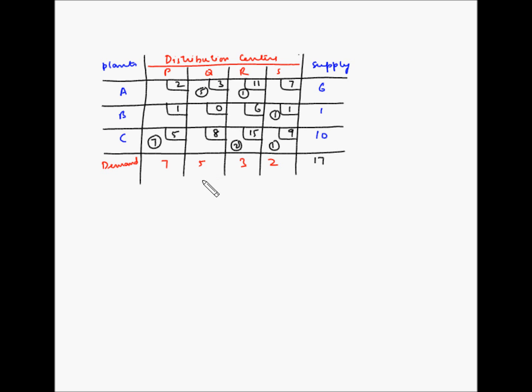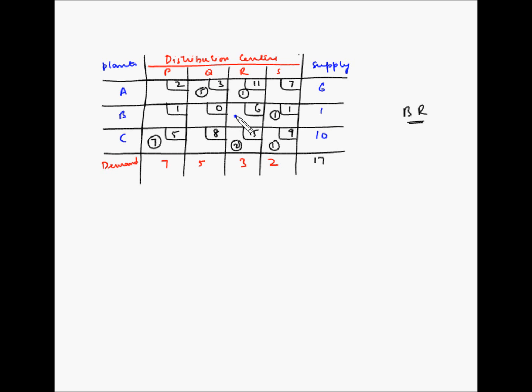Now the first step in improving the solution is to select the water square with the largest negative net cost change. Now as per the previous step, we had found that BR is the square which has the negative net cost change. So we'll select this square. So this is the square. The next step is to subtract the smallest of the figures from each square at the negative sign on the closed path and add to each square at the positive sign on the path.